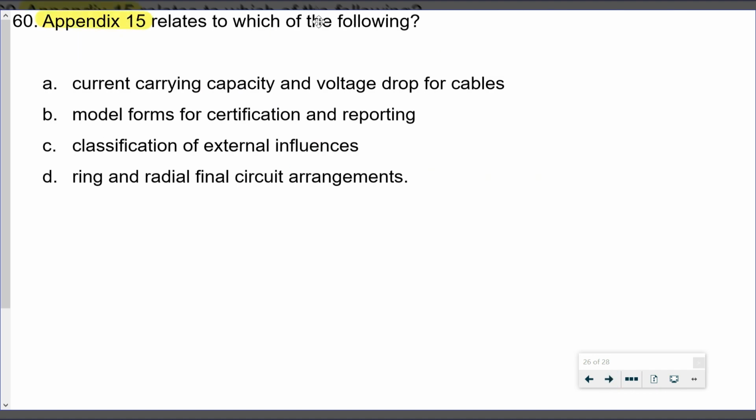Appendix 15 relates to which of the following? Again, this is another contents page type question. All you're doing is identifying the appendix, or what the name of the appendix is, and it's ring and radial final circuit arrangements. Remember, this type of question could be anything. And even in Appendix 15, they could ask about maximum floor areas covered by a ring, or a 20 amp radial, or a 30 ampere radial, 32 ampere radial, or they could talk about minimum cable sizes. They could talk about connection of cookers greater than 2 kilowatts. There's loads of information here that they can actually talk about in each one of these appendices.